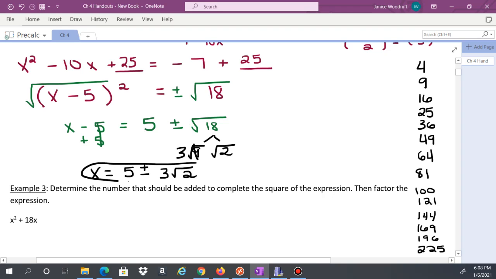If I enter in my homework this 5 plus or minus radical 18, it's going to get marked wrong. If you put it on a test, you're going to get partial credit, but not full credit. So we want to make sure we always fully simplify as much as we can.